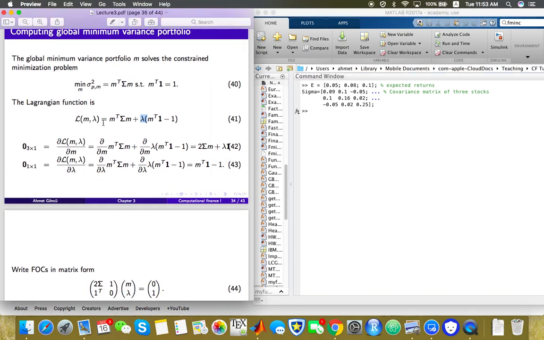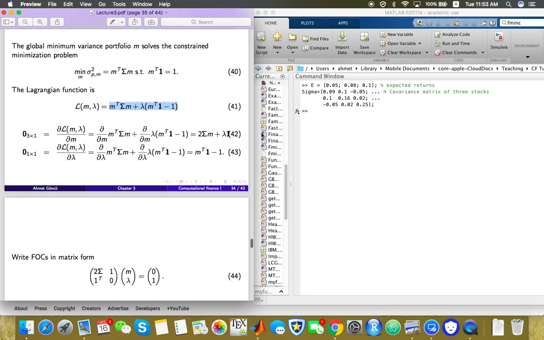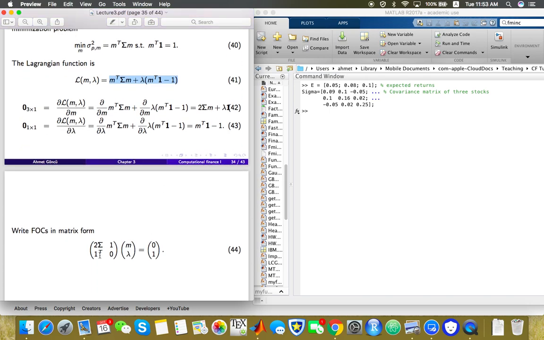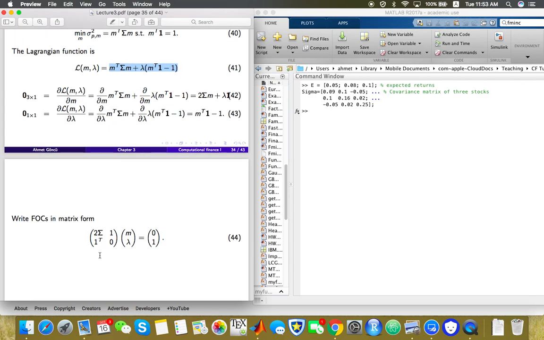Okay, so if I have these values now, remember in our global minimum variance portfolio, what we did is we applied the Lagrangian method, and we have written the problem in this form here as equation 41, and we have written down our first order conditions. Once we get the first order conditions, actually what we have is a system of linear equations, and we know how to handle systems of linear equations in this chapter. So how can we write these first order conditions as a system of linear equations?